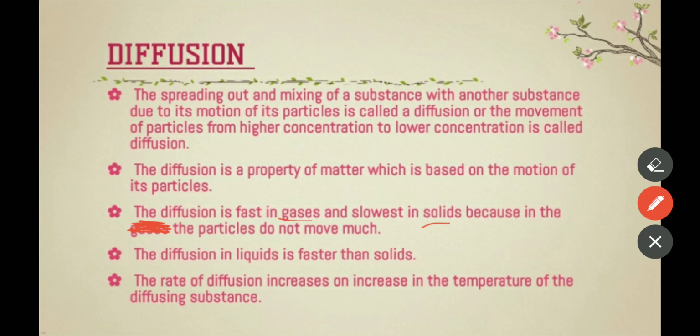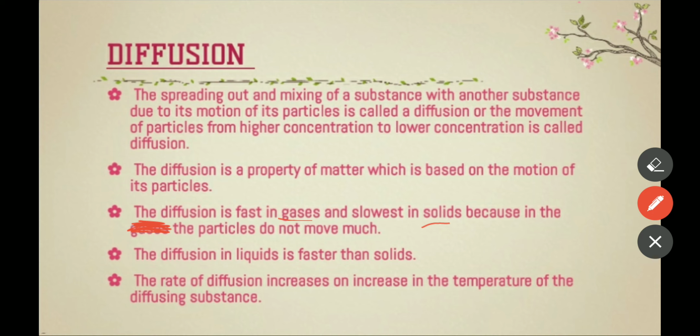So diffusion in liquids is faster than in solids, and solids are the slowest. Diffusion in liquids is faster than in solids because liquids also have gaps and spaces between their particles, due to which the particles of liquids can move freely, like gases.